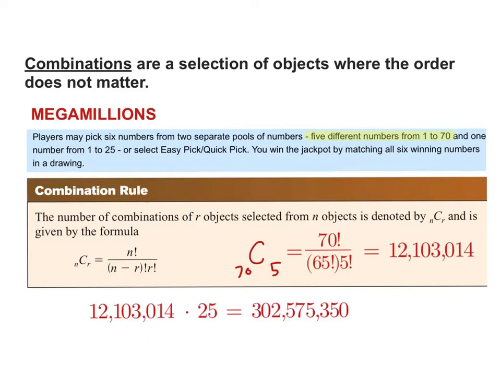You can do the same kind of thing for Powerball. I think Powerball, there's only 69 numbers, but I think there are 26 Powerballs. So the difference here would be, this would be 69 instead of 70, and instead of multiplying by 25, you'd multiply by 26. So if you want it, and they have all the odds and probabilities on their website.